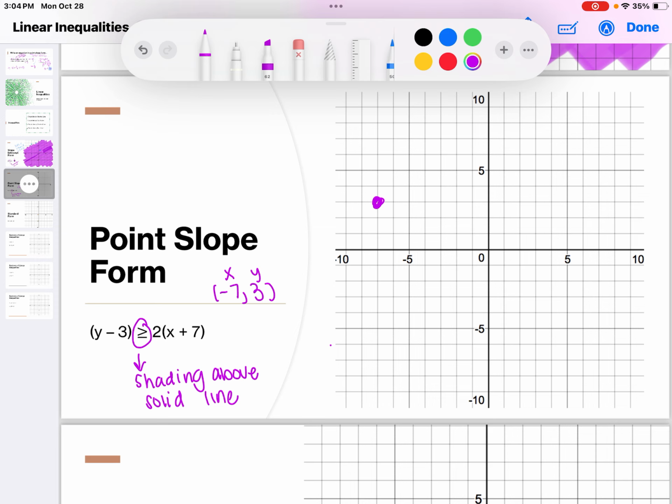And then what slope do we have? 2. And how can I write 2 as a fraction? 2 over 1. So I'm going to go up 2 over 1, up 2 over 1, up 2 over 1, right? And I can go down 2 to the left one to give me that positive slope. Now, is this a dashed line or a solid line? Solid line, because it's equal to, right? In which way am I shading? Above the line.